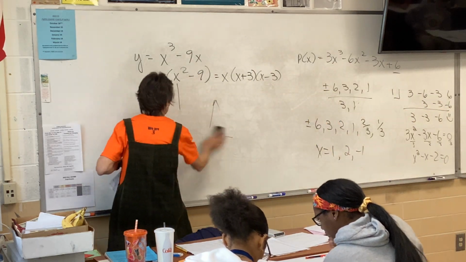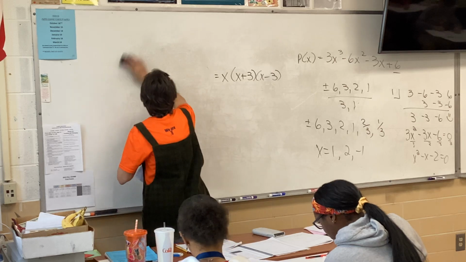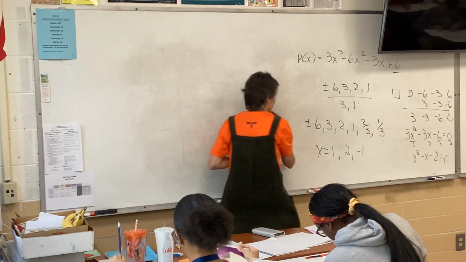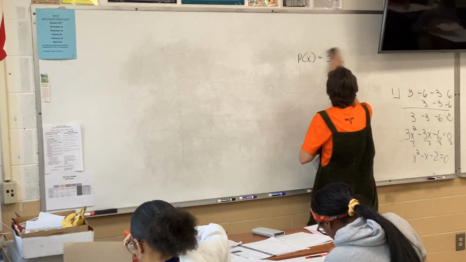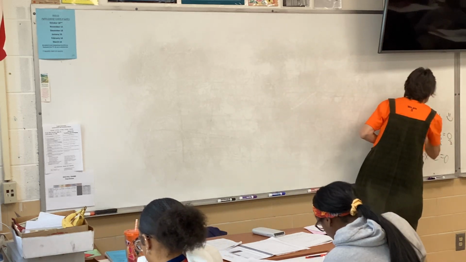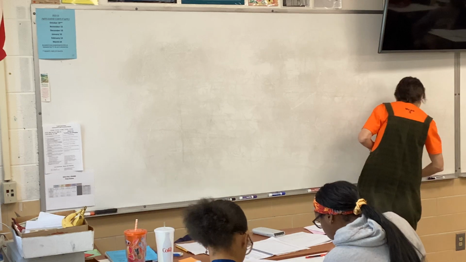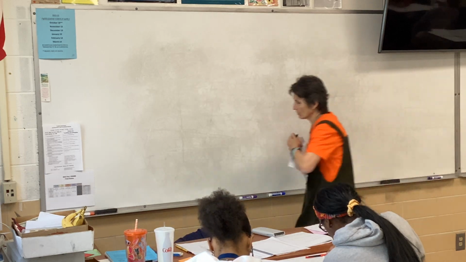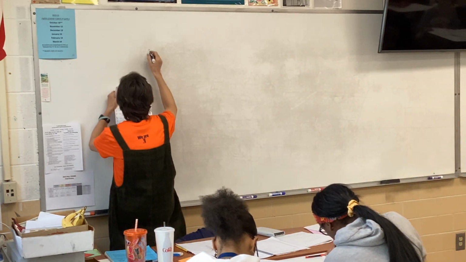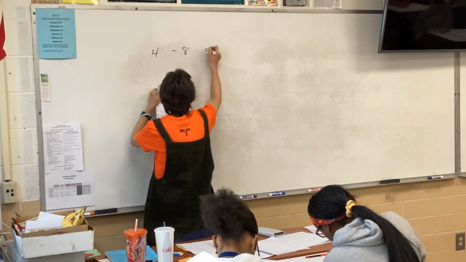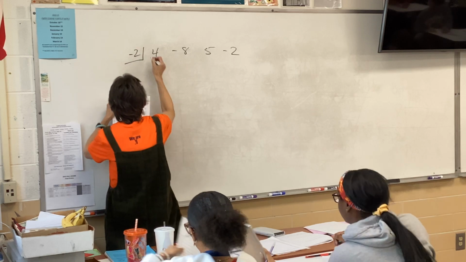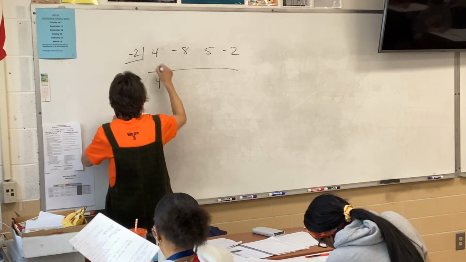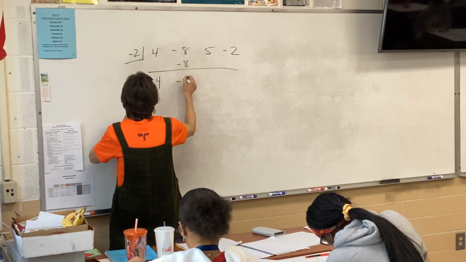Long division or synthetic division. So I'll do some division. You don't have to do synthetic, but it sure is easier. So I'll do synthetic division, and all I'm doing is finding the remainder. So 4, -8, 5, -2, what goes in the box? -2, right? Drop the 4 straight down, so here we go.